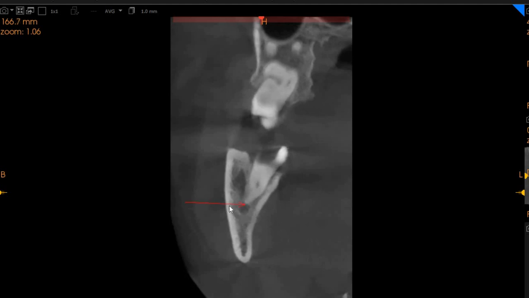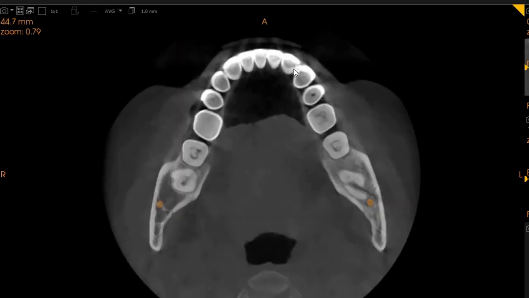So this is something that our kind doctor needs to be very aware of, that the apex is in contact and compressing the inferior alveolar nerve. So this is something that we need to be very mindful of. This is the axial view. Axial view is the top to bottom view.